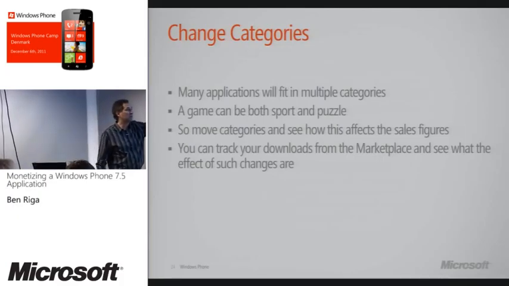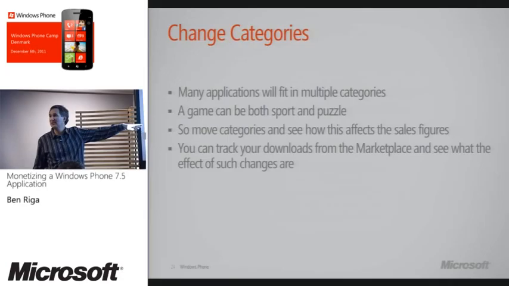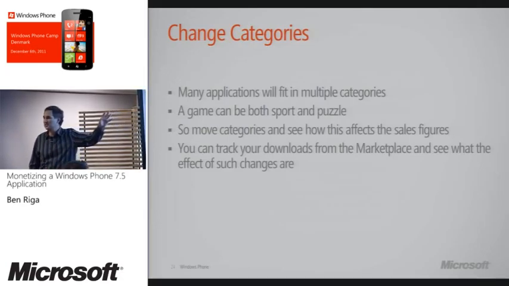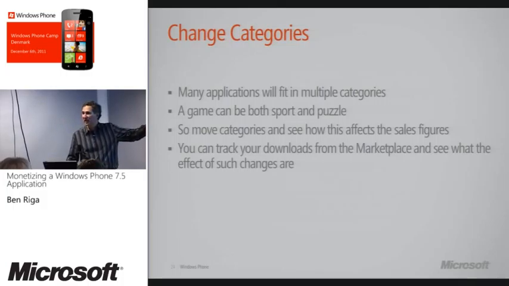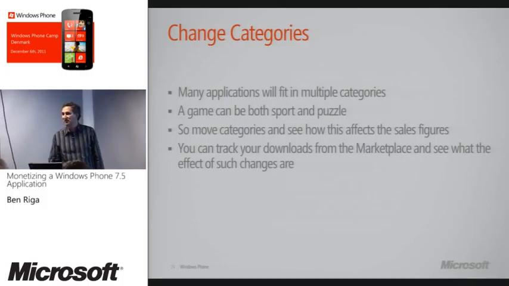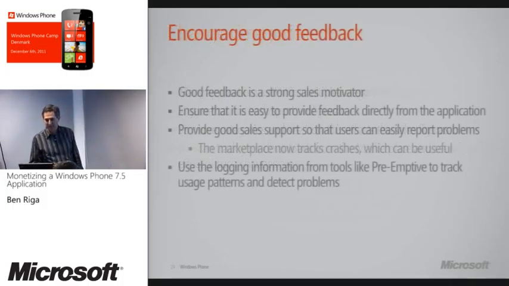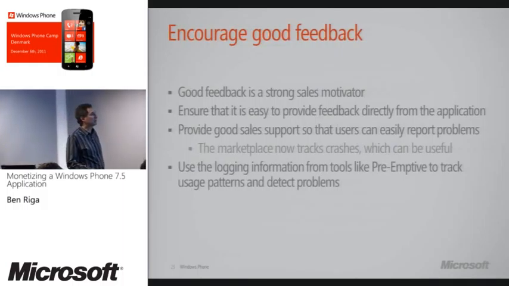And then you use the marketplace, App Hub, create.msdn.com. That's where you go to see your statistics and see your downloads, and that's where you would track how you're doing. So if you're doing A/B testing, like changing categories and stuff, this is where you would go to do that. I talked about this earlier.